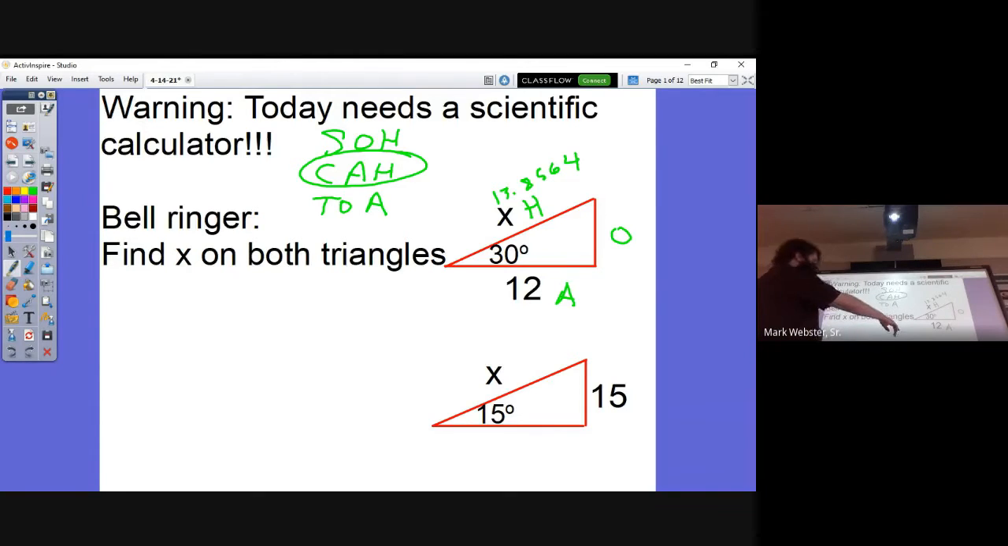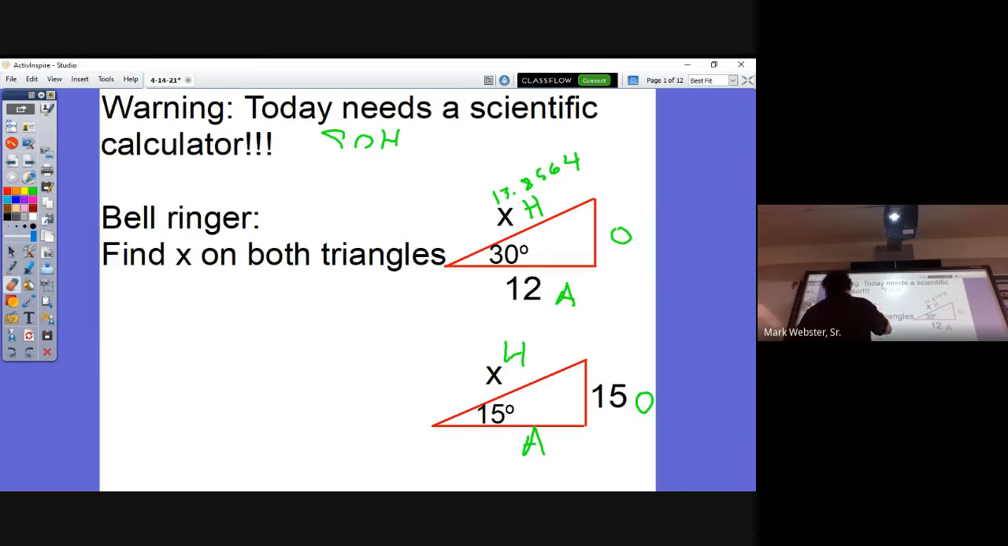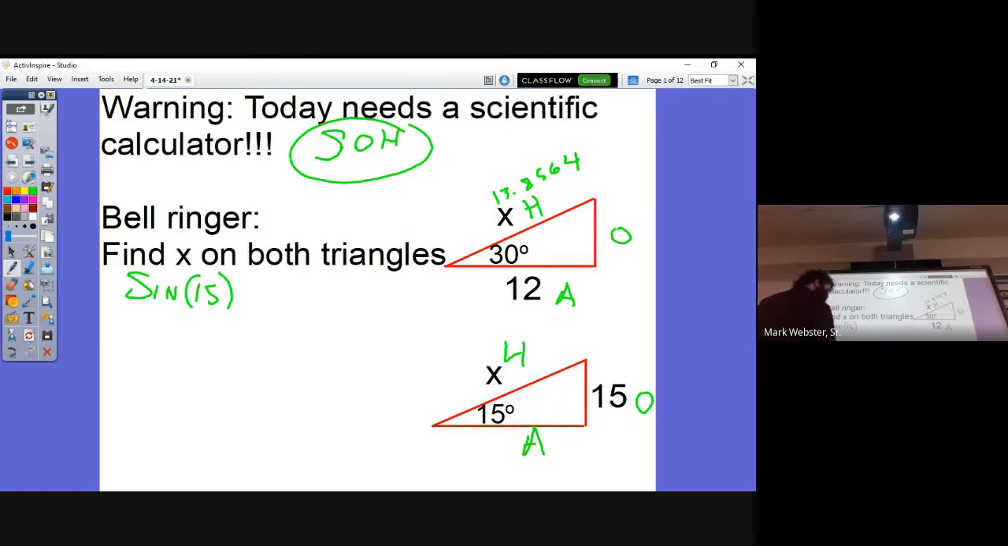All right, now for problem number 2. Again, label your sides so that you get what you're supposed to get. Here we've got the opposite and the hypotenuse. So this time we're looking at sine, right? So this time we've got sine of 15 degrees equals opposite over hypotenuse, 15 over x.